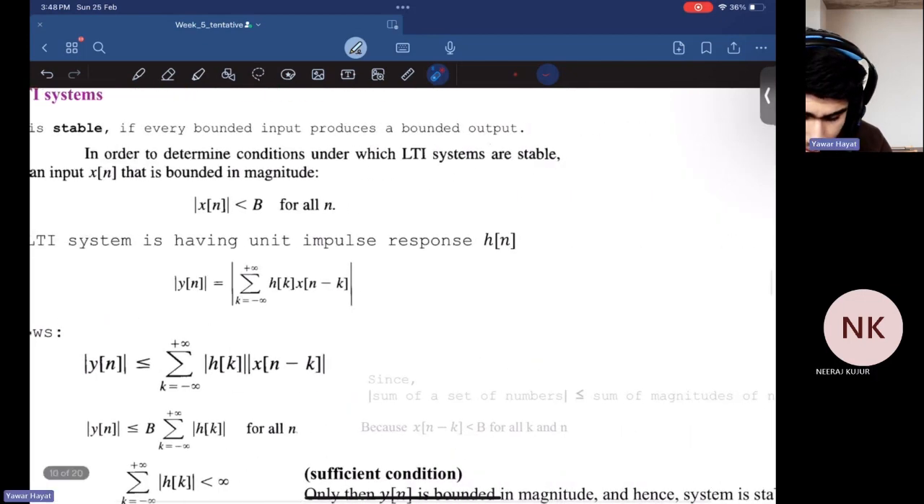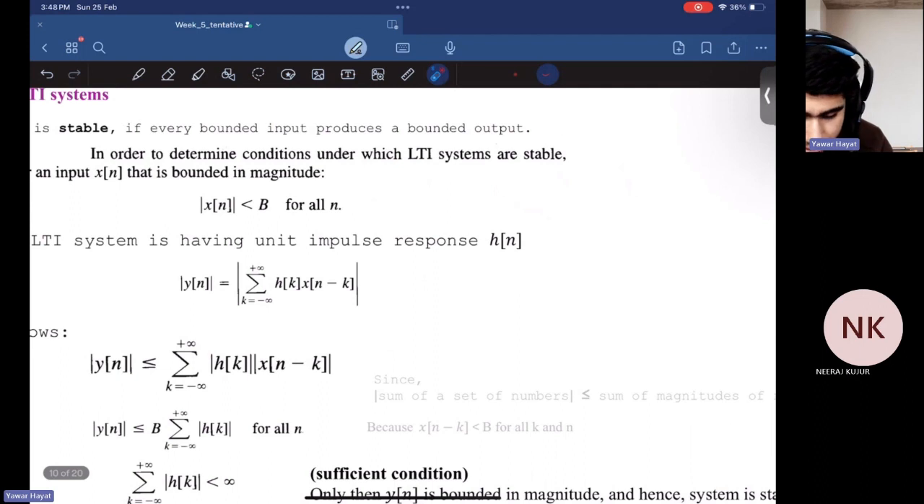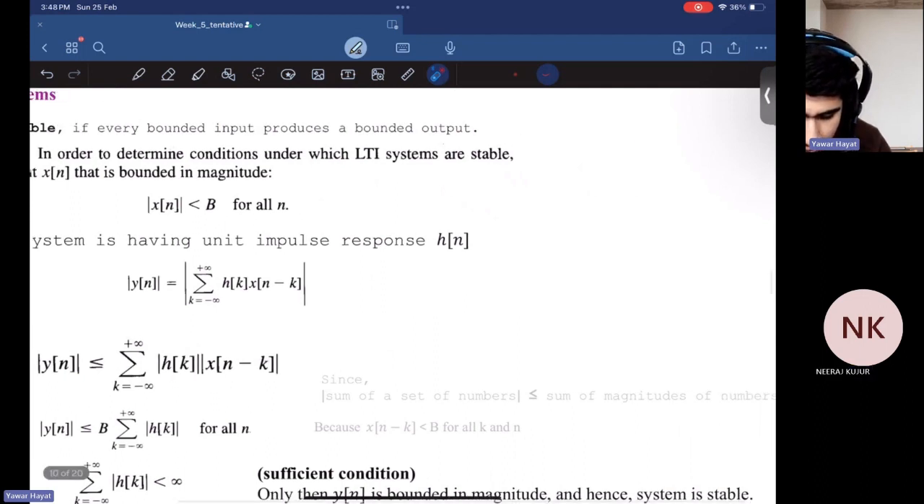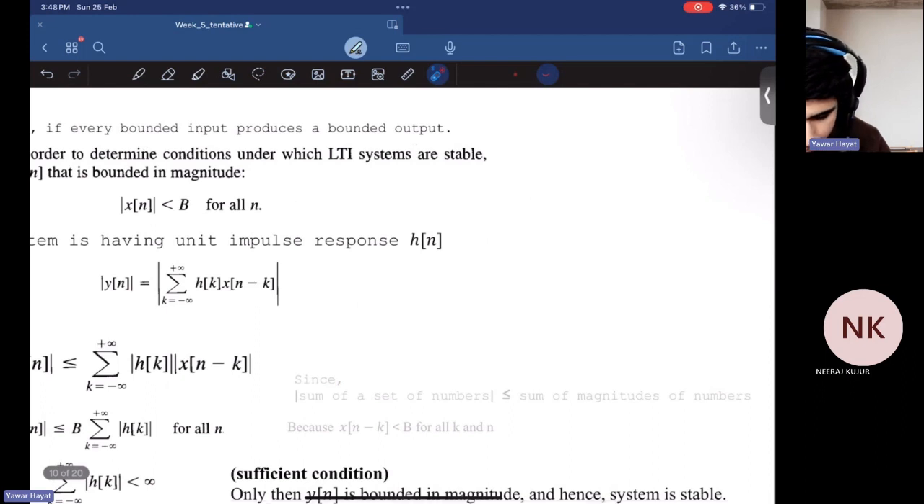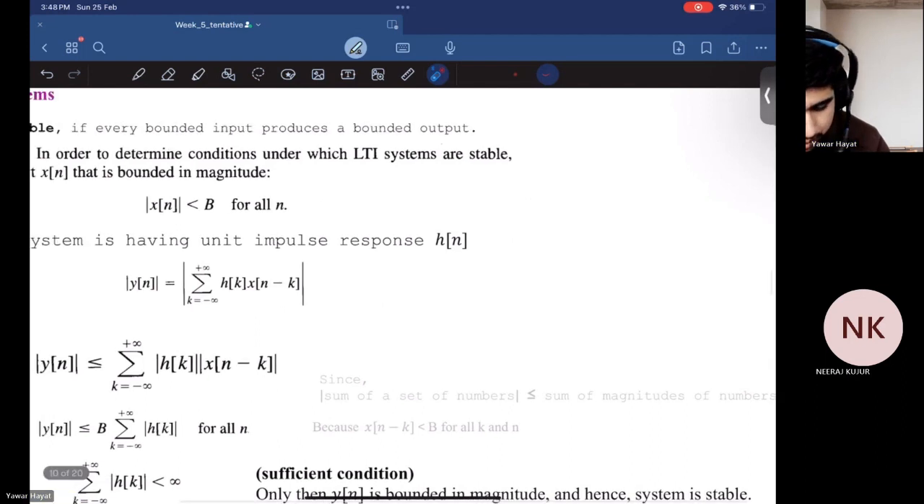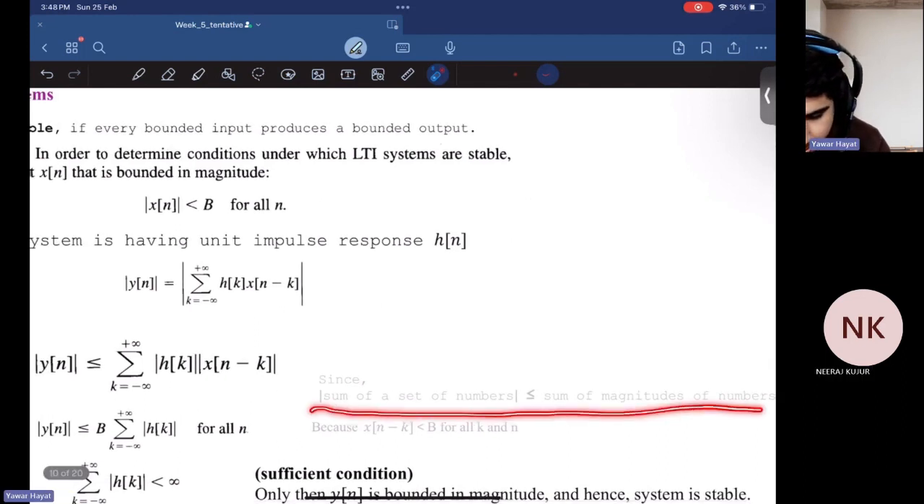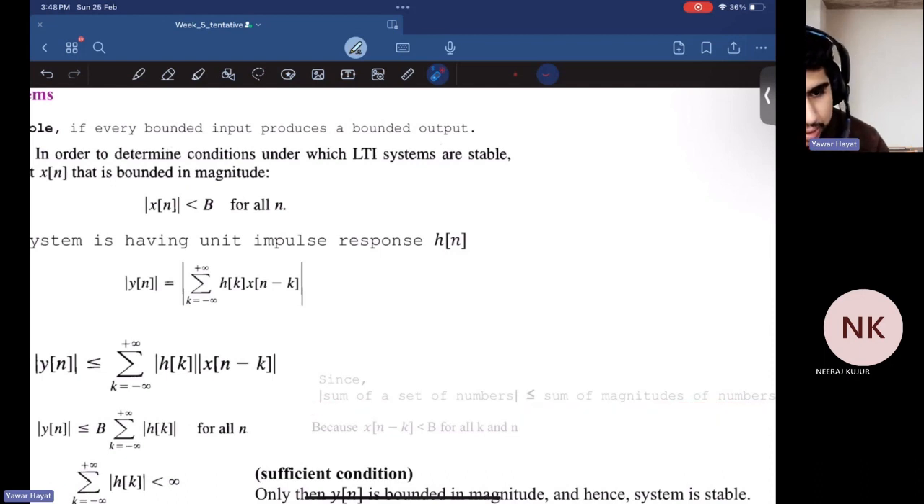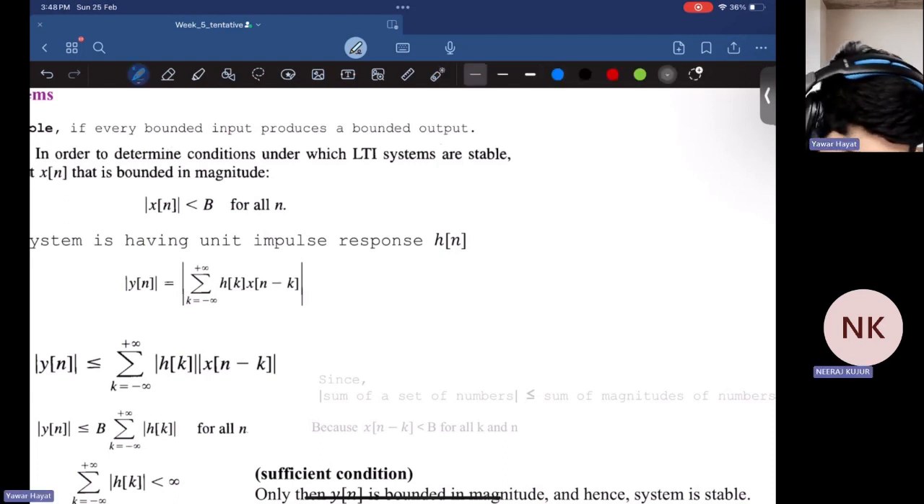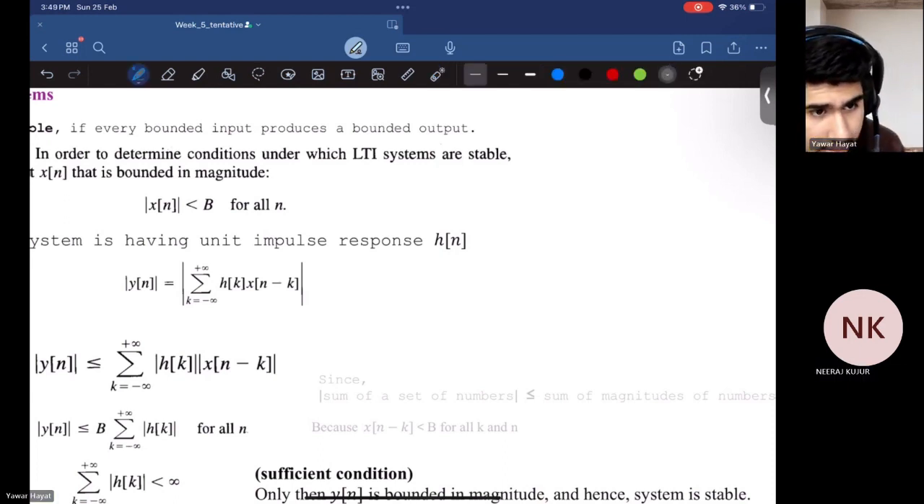I've used the fact that the magnitude of a sum of a set of numbers is always less than or equal to the sum of the magnitudes of the numbers. Is this clear or should I show it via an example? Yes, sir, please explain.